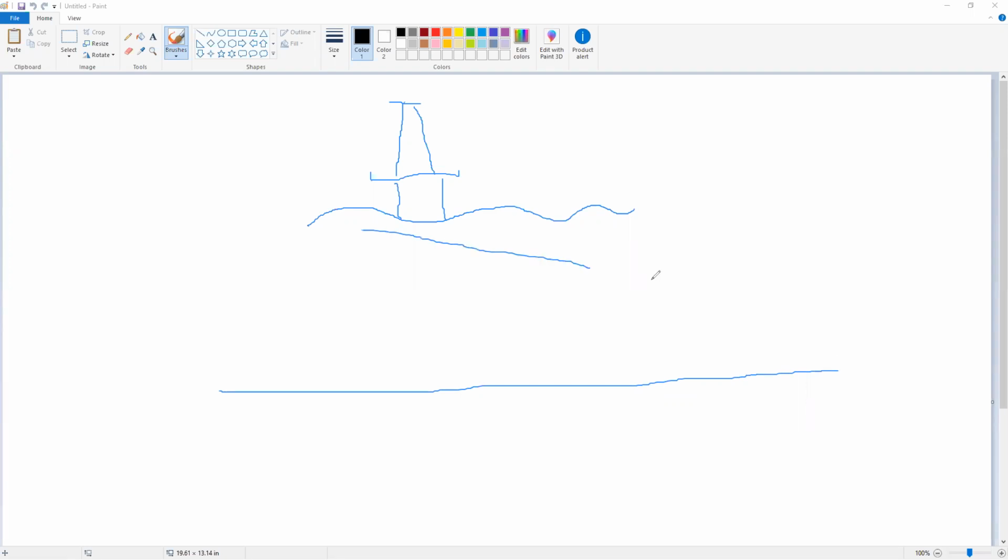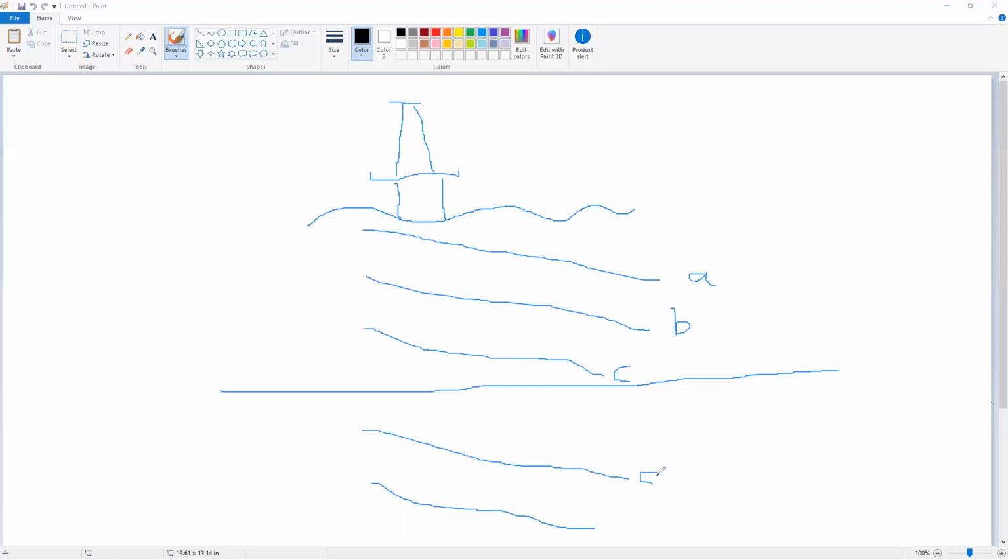Here I have a few formation tops, 1, 2, 3, and 2 below the sea level. This one I am assuming is A, this is B, this is C, this is D, and this is E. This one is my sea level.